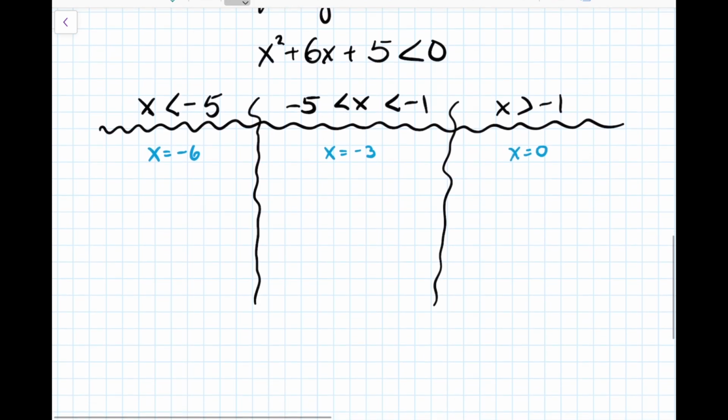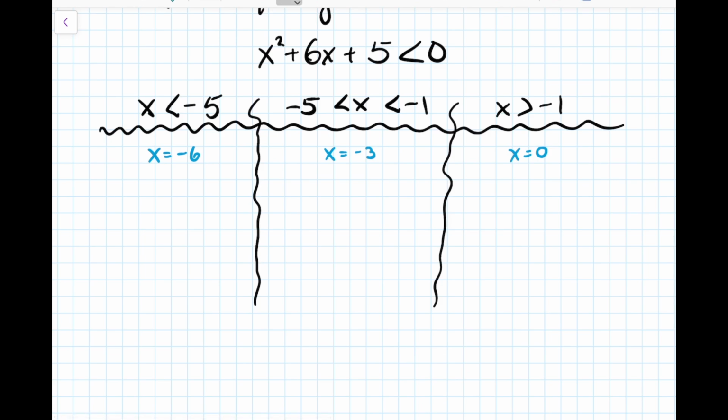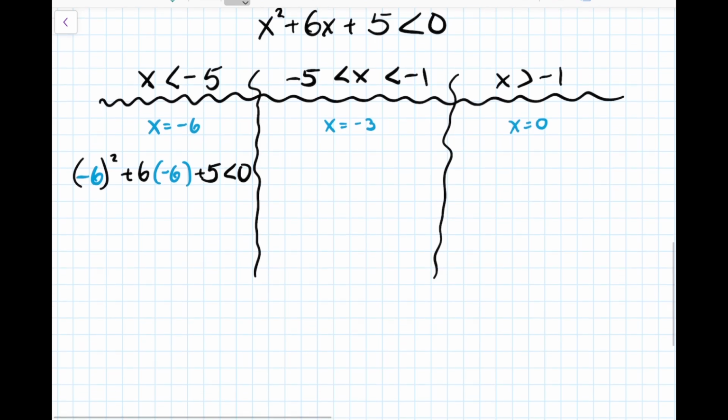So if we plug all those things in, for the one on the left, we end up with -6 squared plus 6 times -6 plus 5. And if this is the section that works, we should end up with that all being less than 0, if it fits our inequality. Well, -6 squared is 36. 6 times -6 is -36. 5 is just 5. And if you add all that together, you end up with 5 being less than 0. So that's no good.